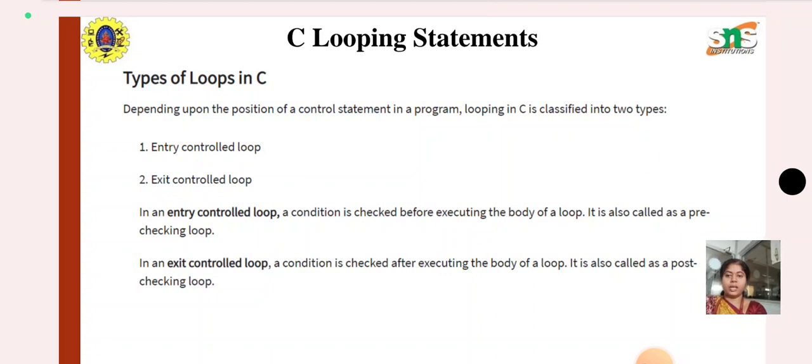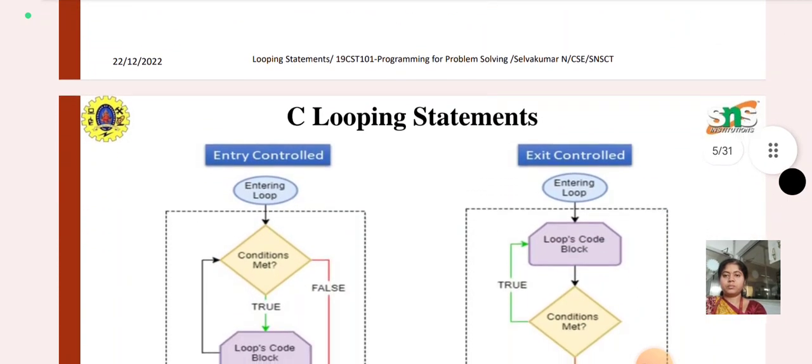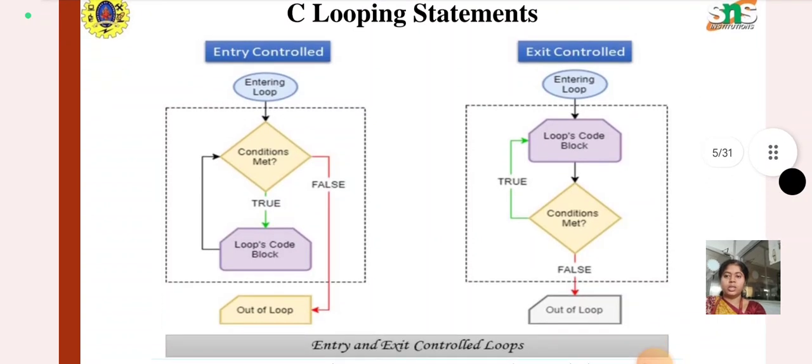Now we will see an example flowchart. The first one is the entry controlled loop. It will enter the loop and check for the condition. If the condition is true, the loop code will be executed, and again it will go for the condition check. If it is true, the loop will be executed again, until it gets false. Once the condition is false, it will come out of the loop.